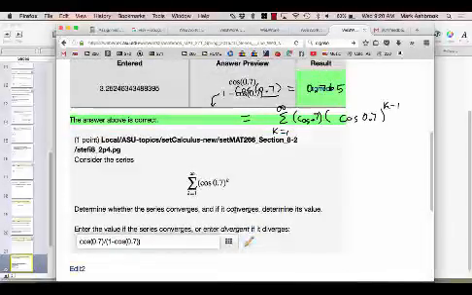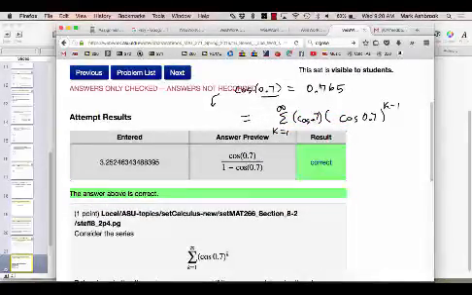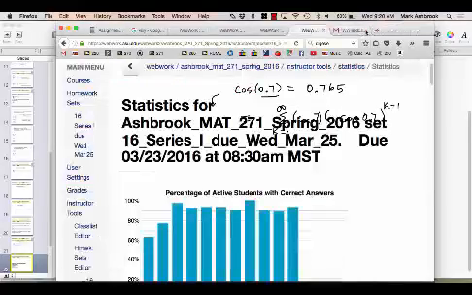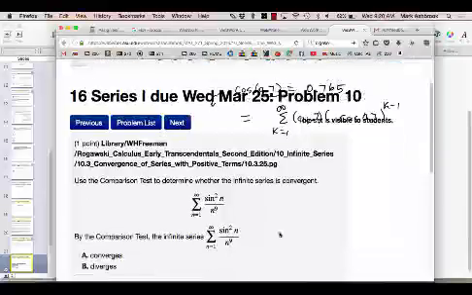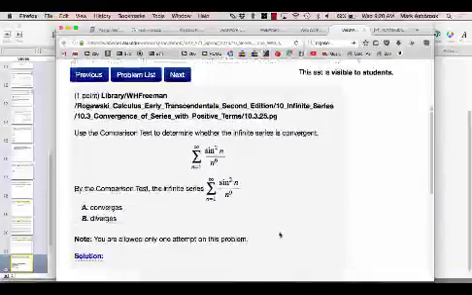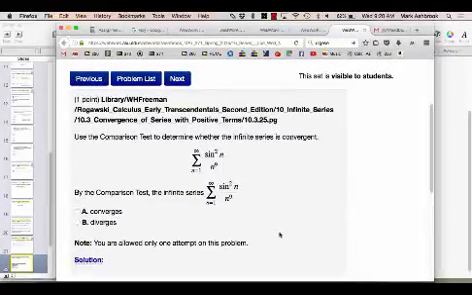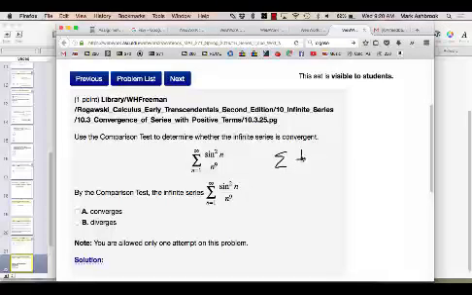Questions? Okay, there was one more towards the end. We'll talk about this one. Oh, comparison. So for this, what might we be comparing? It says use the comparison test. So we look at this and we see n to the 9th in the denominator. So that's kind of like 1 over n to the 9th. Can we compare this to 1 over n to the 9th?